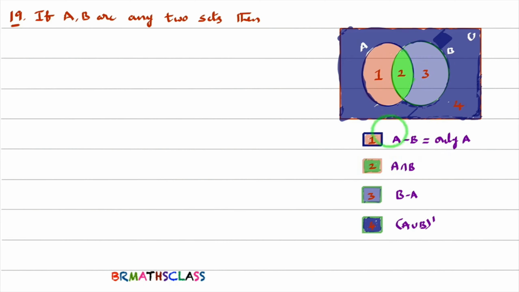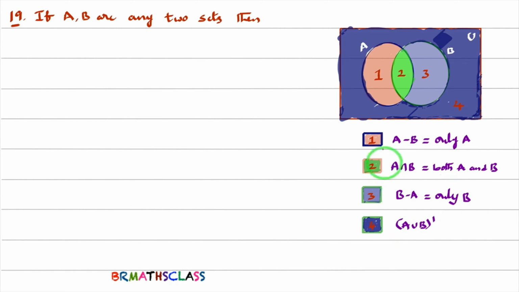Okay. Now second part. Second part is what? Second part is A intersection B. What is this A intersection B? Elements present in both A and B. Just to understand, I am writing like this. A intersection B means the elements present in both A and B. What is the third part? Third part is only B, correct or not? B but not A. So third part is nothing but B minus A. B minus A is what? B minus A is only B.